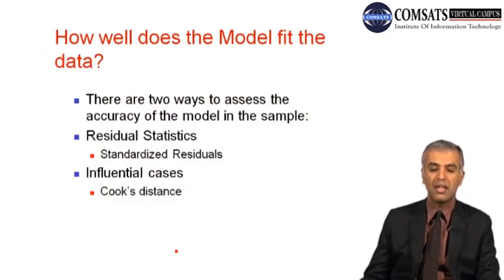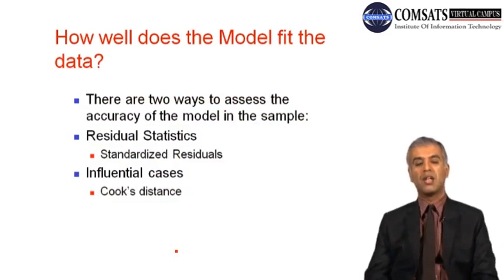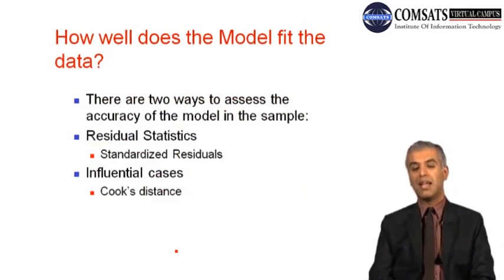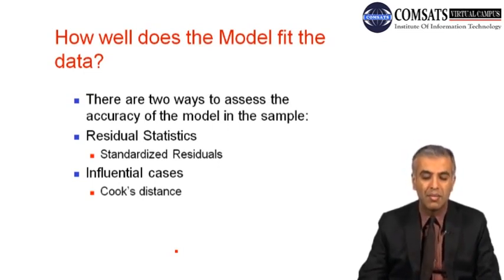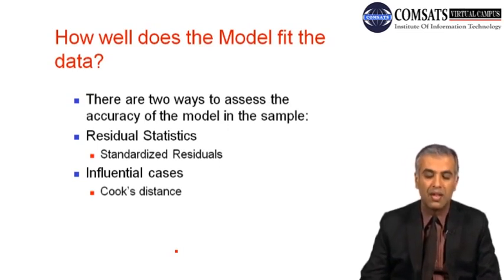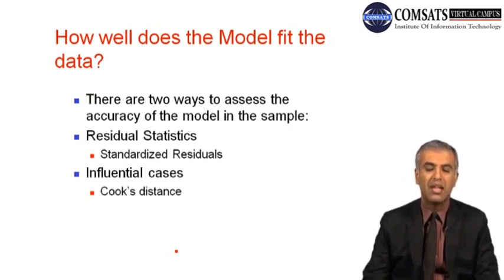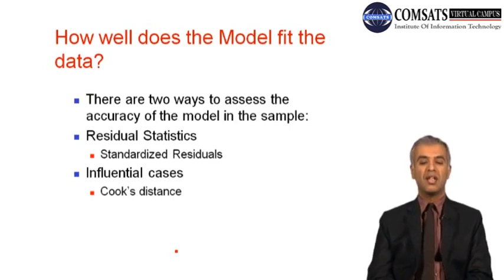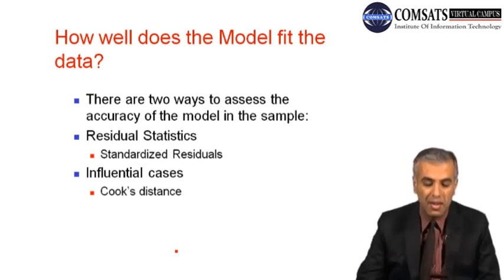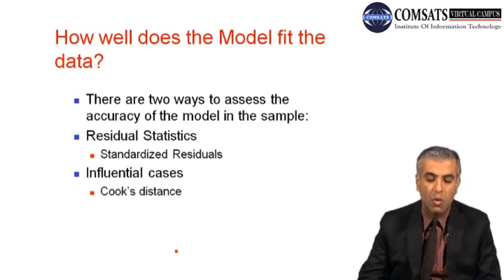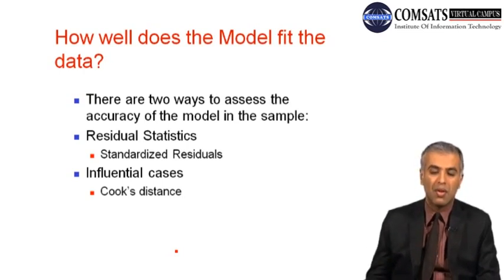Then again, the major issue is how well our model fits the data. Now the accuracy of the model is determined in two ways, and one, as you can see here, is the residual statistics, which we have discussed before. These are standardized residuals, and then we have to look for influential cases. Now there is another tool which is used to assess such outliers or influential cases, and that tool is called Cook's Distance. So let's have a look at this.